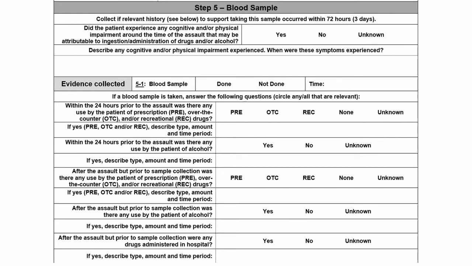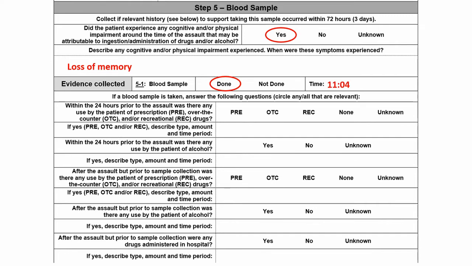There's a question that asks, did the patient experience any cognitive and/or physical impairment at the time of the assault that may be attributable to the ingestion or administration of drugs and/or alcohol? If the answer to this question is yes, a blood sample should be collected. It asks that you describe any cognitive and/or physical impairment experienced. In this case, there was a loss of memory. Going to circle the blood sample was done and include the time of collection.